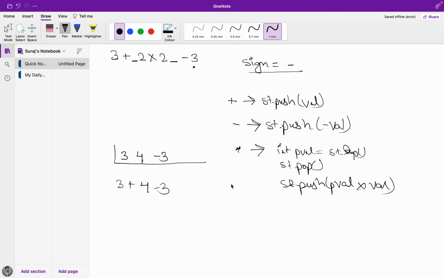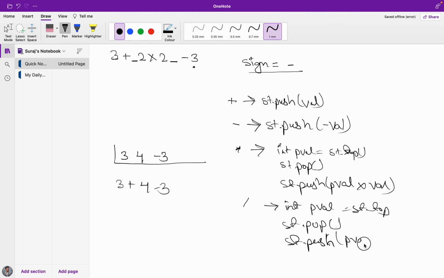Now it will be the same for the division also. So int pval is equal to stack dot top and stack dot pop, then stack dot push pval divided by val. Correct.